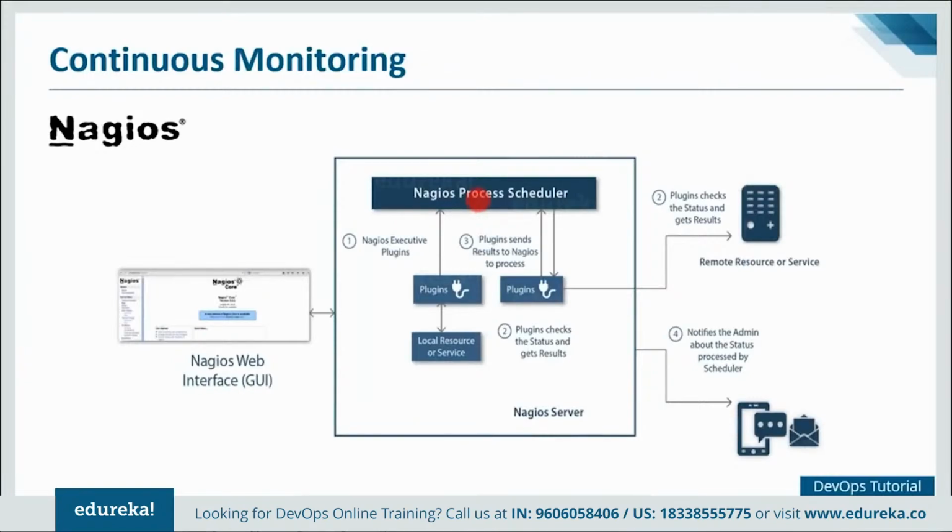So what happens actually in this diagram? The Nagios server is running on a host and plugins interact with local or remote hosts, right? Now these plugins will send the information to the scheduler, which displays that in the GUI. That's what is happening, guys.